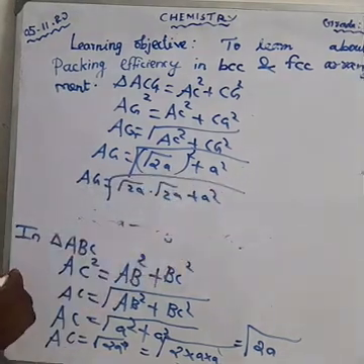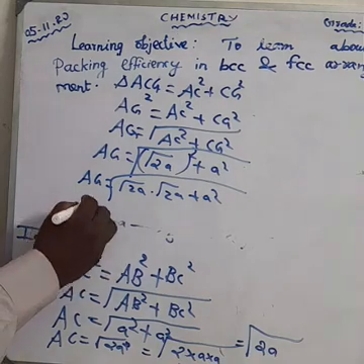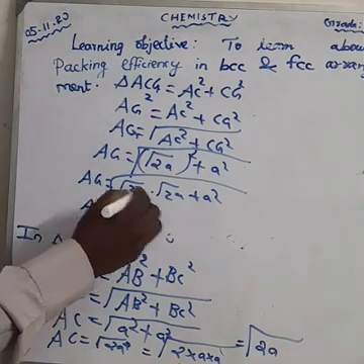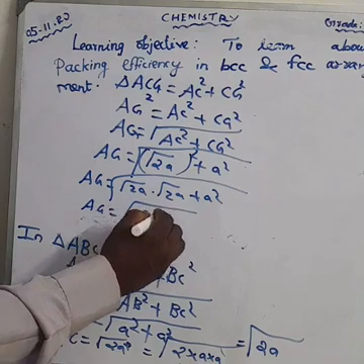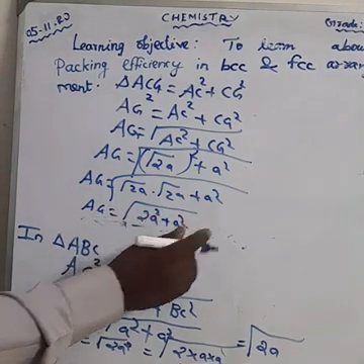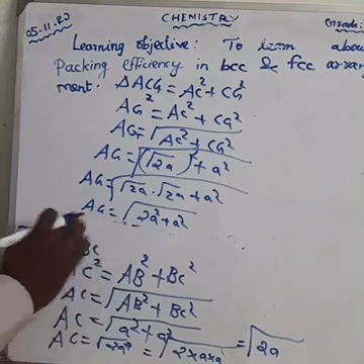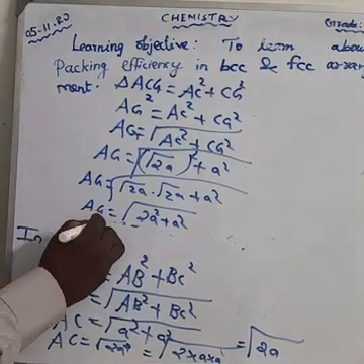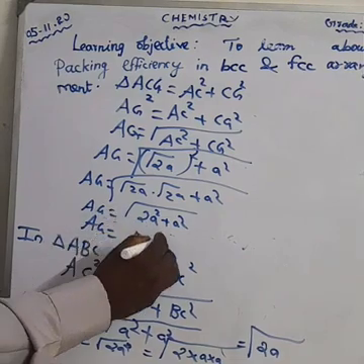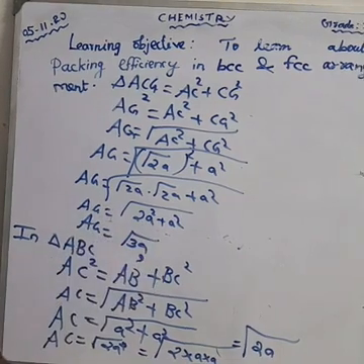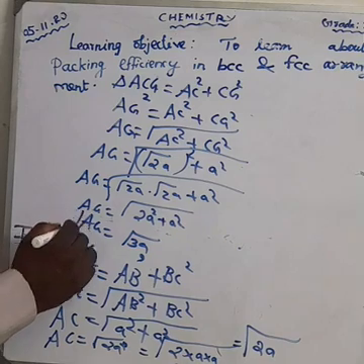So, what is the answer? AG is equal to root of 2a square plus a square. AG is equal to, this can be written as 3a. Okay. AG is equal to root 3 a. Clear?